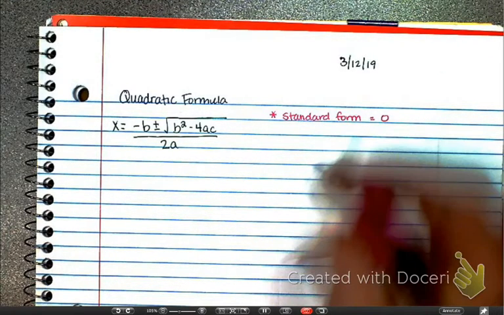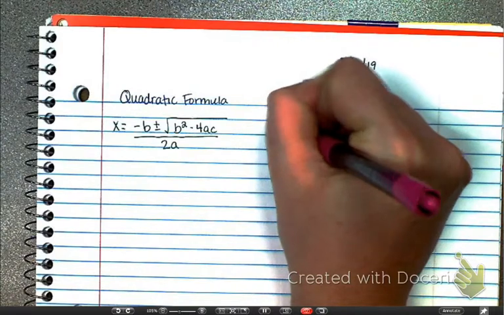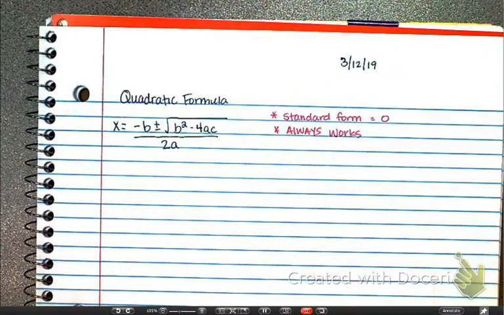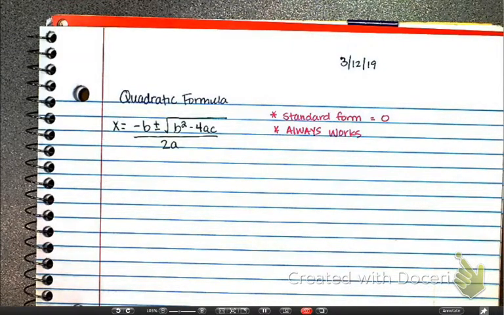Now the quadratic formula always works. Doesn't matter what the problem is. As long as you can write it in standard form and set it equal to 0, it will work 100% of the time. Factoring, completing the square, and taking square roots, not so much. Okay, they work, but not 100% of the time. So if you have no idea how to solve an equation, you're like, I don't even know where to start, I don't remember anything she taught me, remember the quadratic formula. Okay, it will always, always, always work.